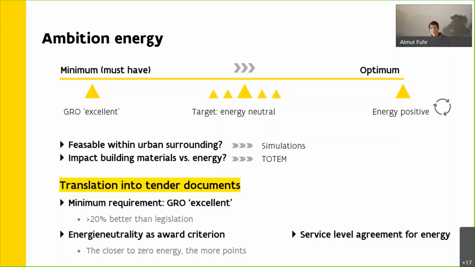So our translation to the documents was we had a minimum requirement on energy, which is 20% better than legislation. And the award criteria was the closer they got to zero energy, the more points they got, which was also included in all tender documents as a service level agreement for energy. So they had to calculate all these, and that is going to be monitored and followed up during the exploitation of the building.